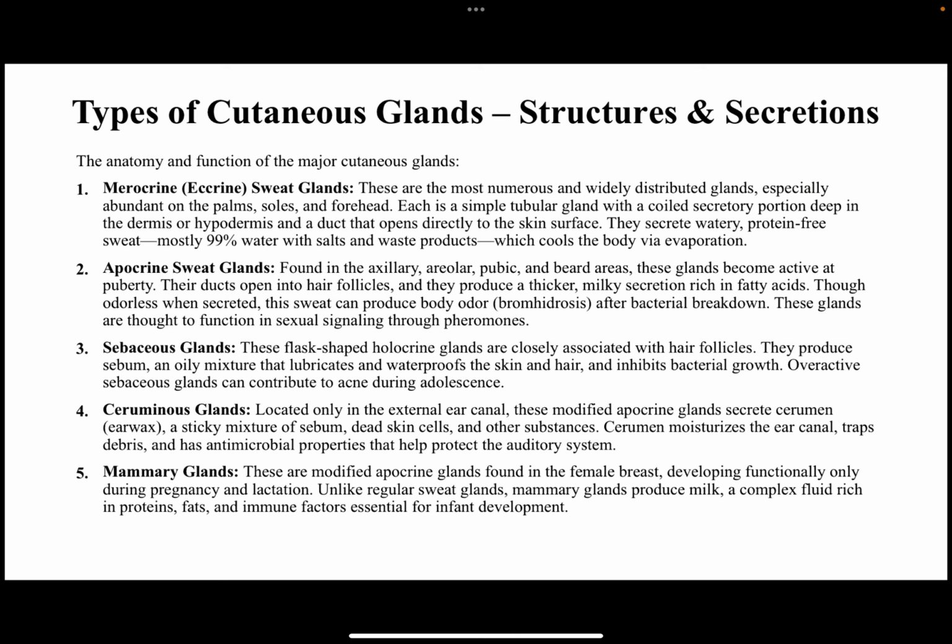We also have the apocrine sweat glands. They are often found in the axilla, the areola, the pubic, and the beard areas. These glands become active at puberty. Mostly their ducts open into the hair follicles. They produce a thicker, milky secretion rich in fat. Though it is odorless when secreted, this sweat can produce body odor after bacterial breakdown.